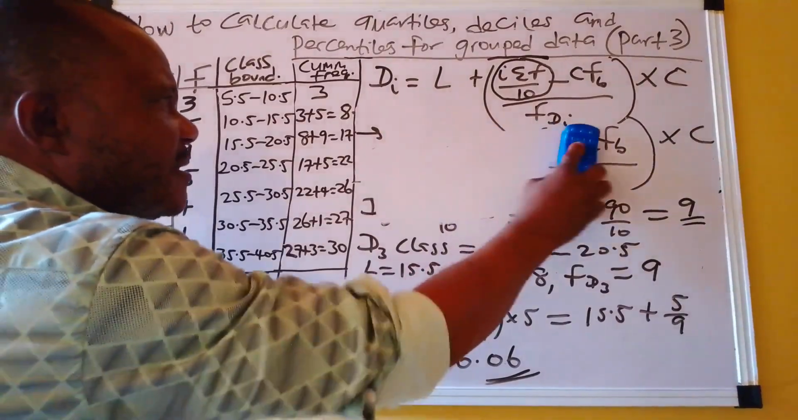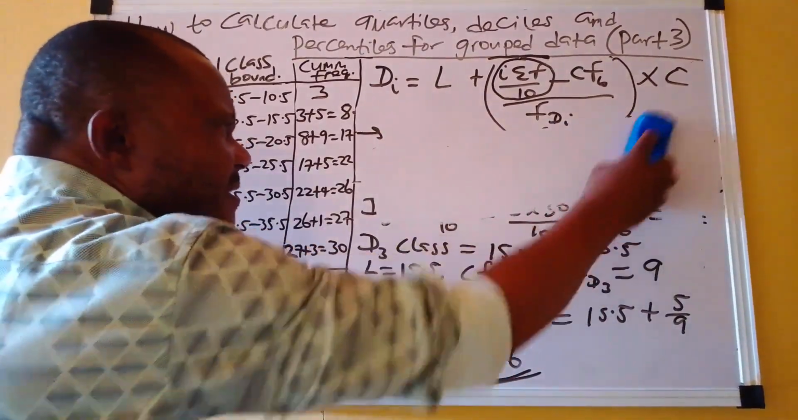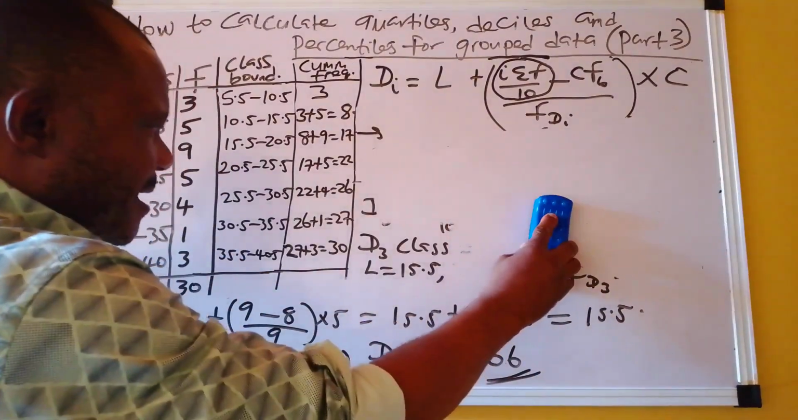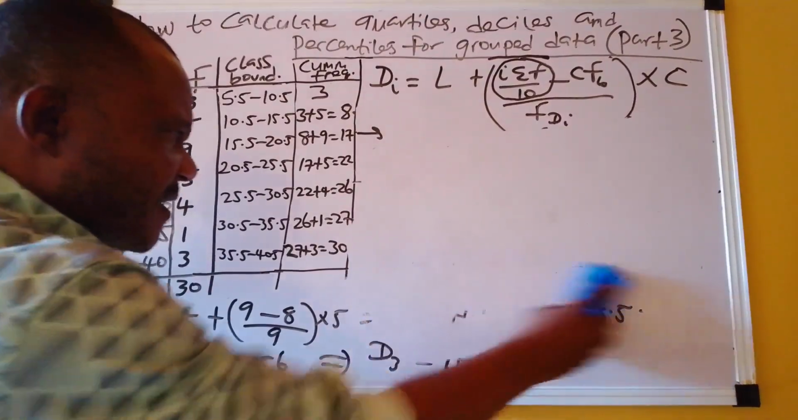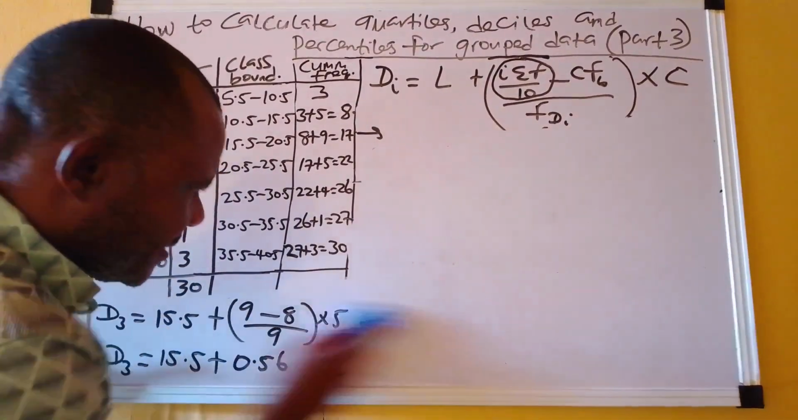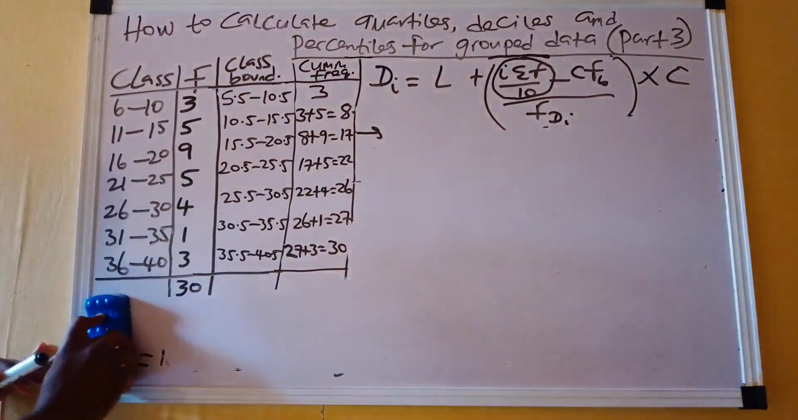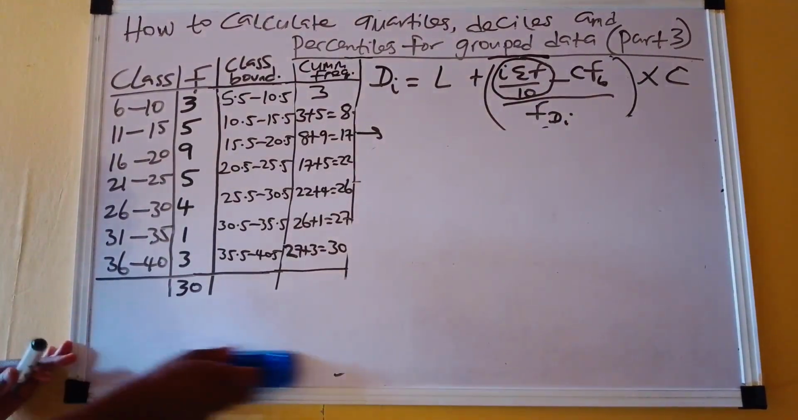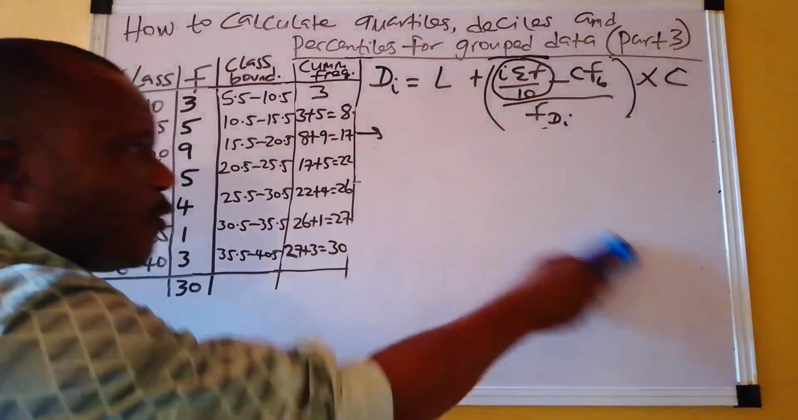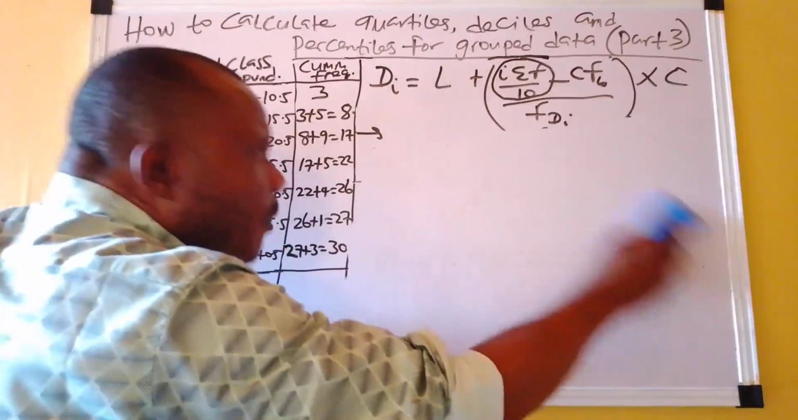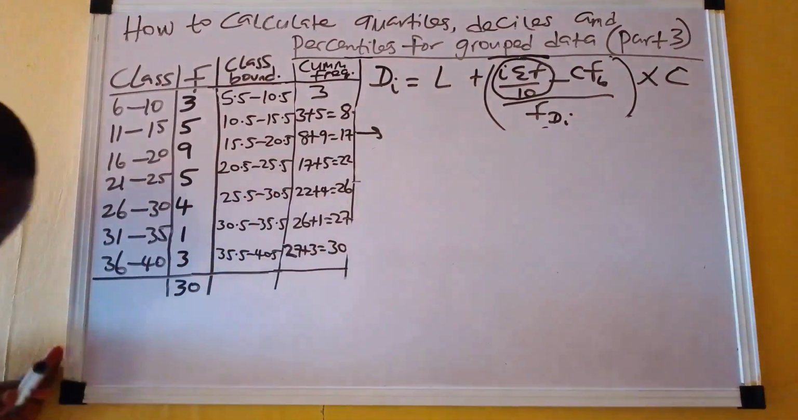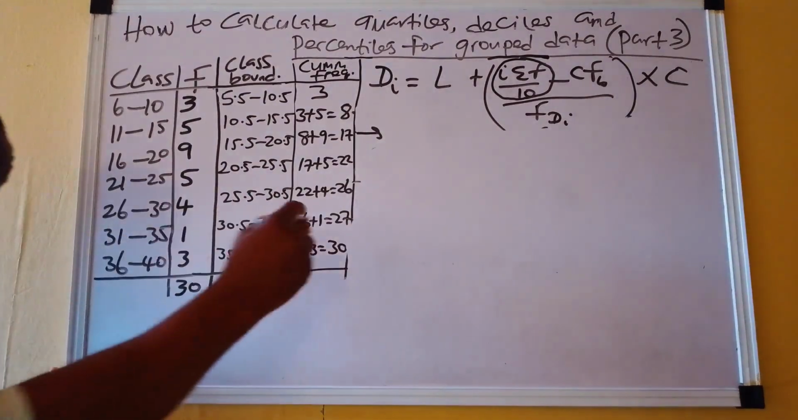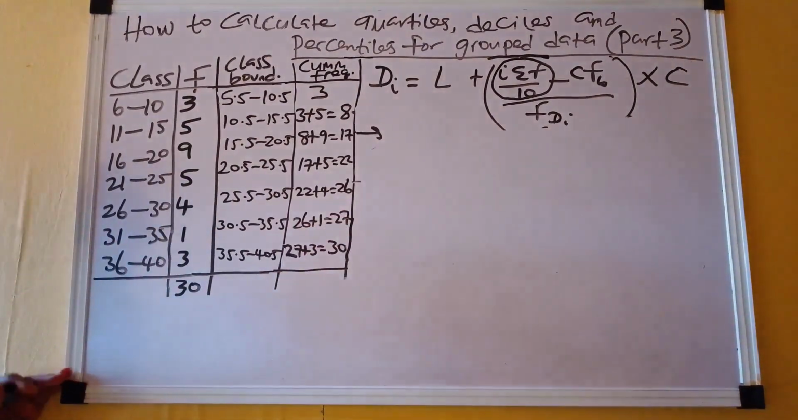Our D5 is the 5th decile. And it will also interest you to know that our D5 is the same thing as the median. It's equal to the median. We proved this using the set of ungrouped data. And if you want to prove this using this data set, why not? It's possible. So now we want to calculate our D5.